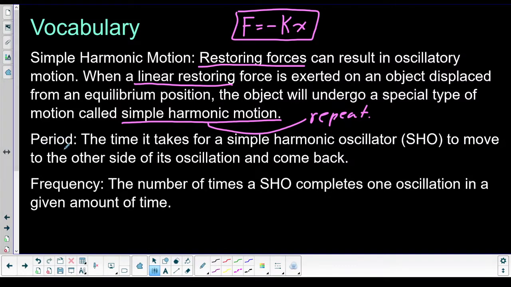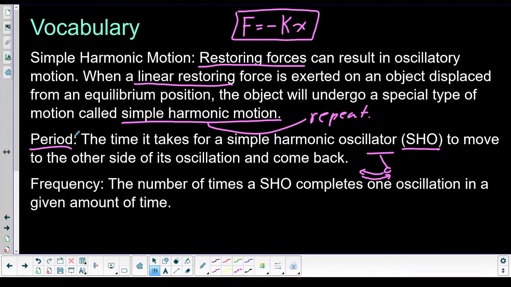The period is the time that it takes for a simple harmonic oscillator, I'm going to abbreviate that SHO from now on, to move to the other side of its oscillation and come back. So if we're talking like a pendulum, which is a great harmonic oscillator, we're talking for this thing to swing all the way over here and then all the way back to where it started. The full travel there and back, the time that takes is the period of oscillation.